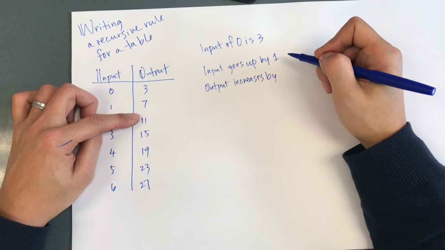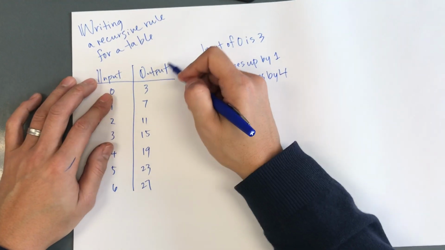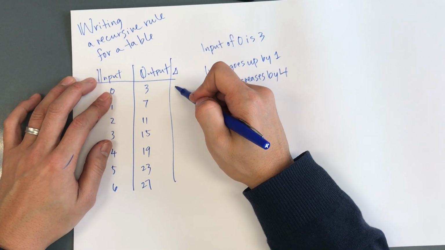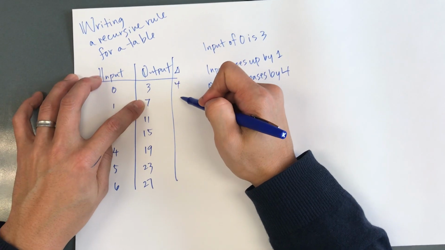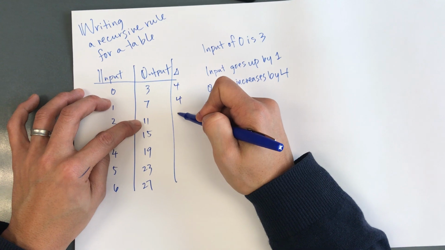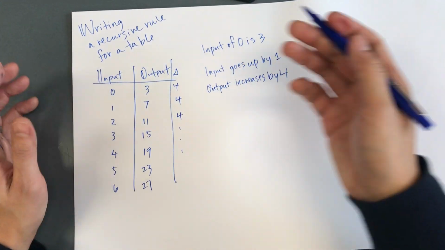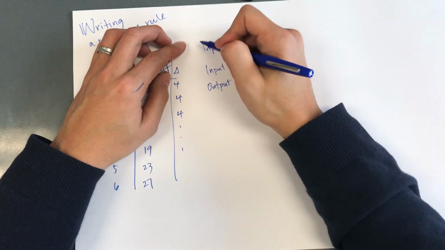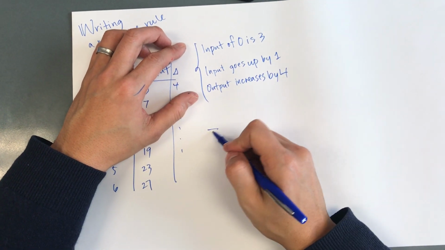You notice that it goes up by 4, right? So you can write that like this: the difference is 3 plus 4 is 7, 7 plus 4 is 11, 11 plus 4 is 15, and so on and so forth. It's going to be 4, right? So using this information, we're going to write the recursive rule.